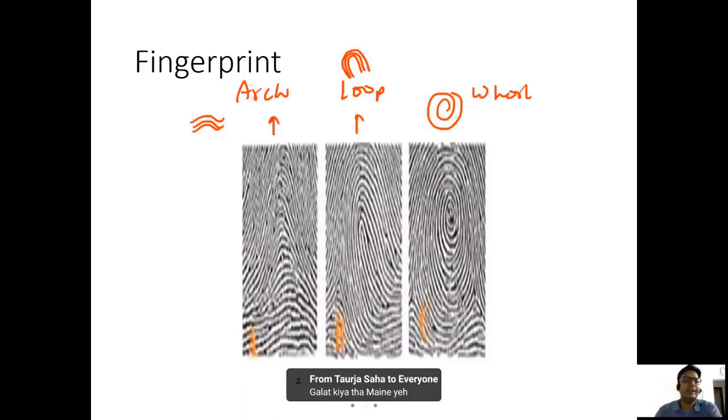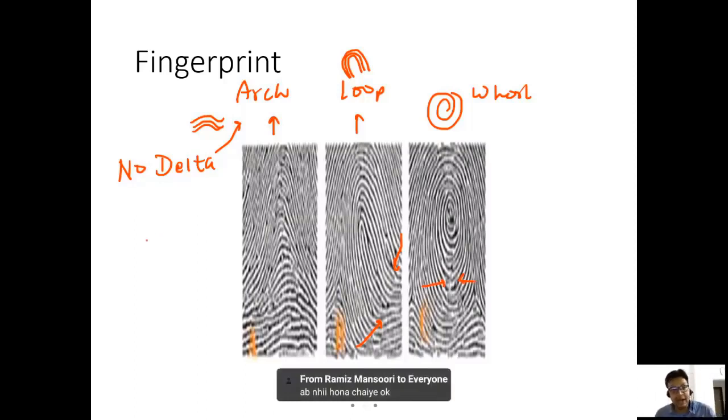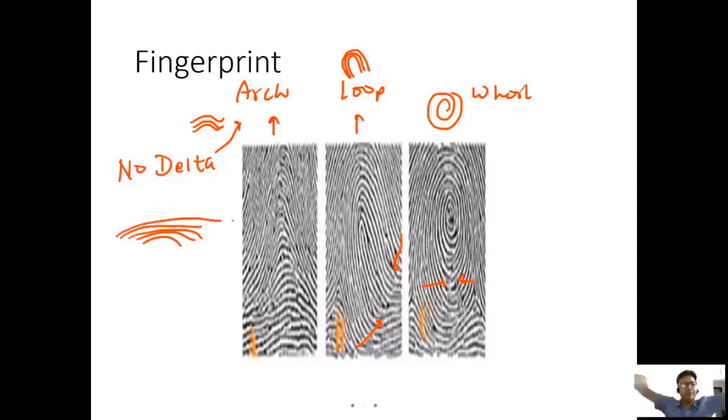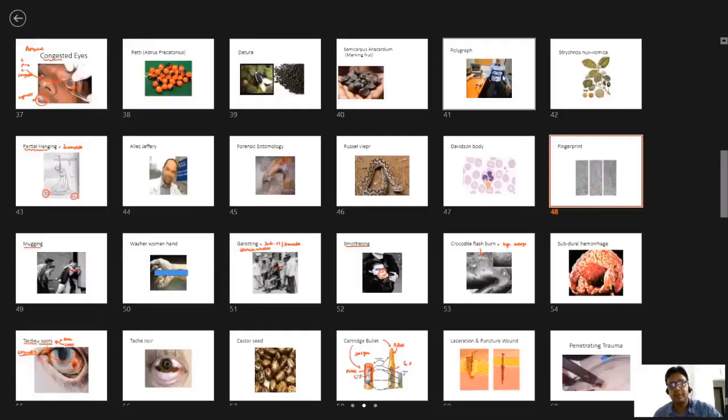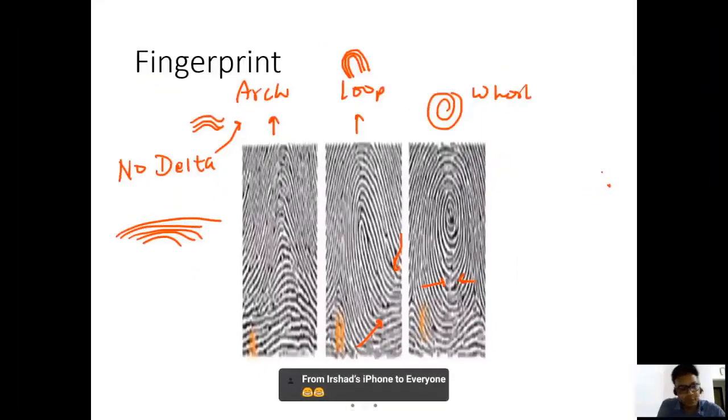Actually sir, arch is the only variety in which there is no delta. What is delta? Two or three ridge surfaces of the fingerprint merge with each other. You can see here the ridges are merging with each other. That is a delta. But if you see in arch, there is no delta. There is no merging of the fingerprint ridges.